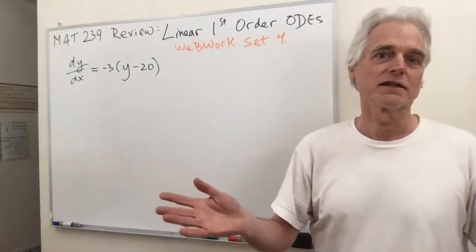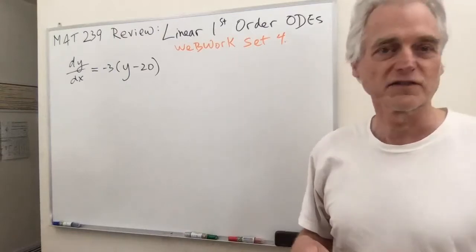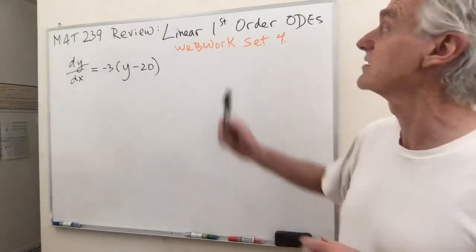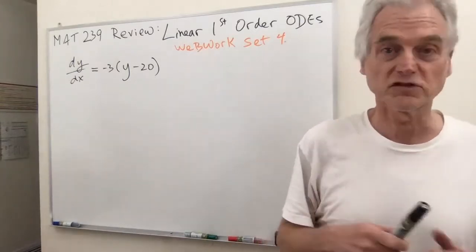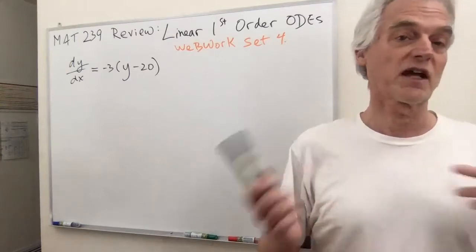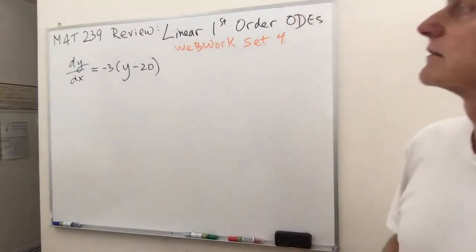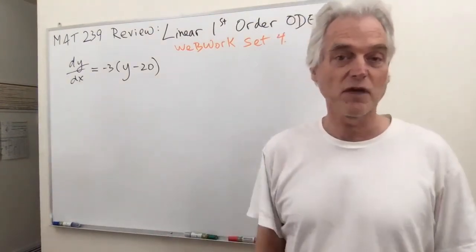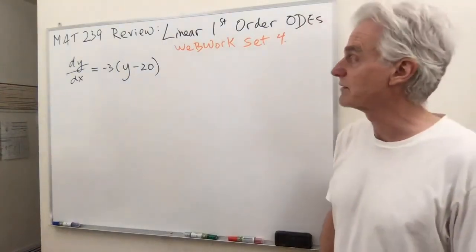All right, here we are with the second method of solving first order differential equations, and that is to recognize when they are a linear first order ODE. And then we've got this cookbook technique. So we'll be doing that technique for this same problem here: dy/dx is minus 3 times y minus 20.